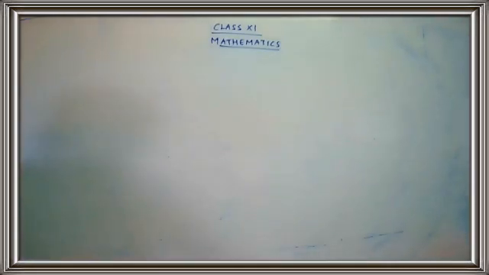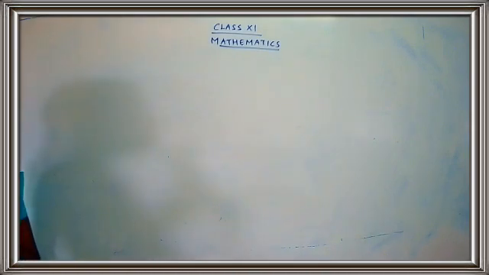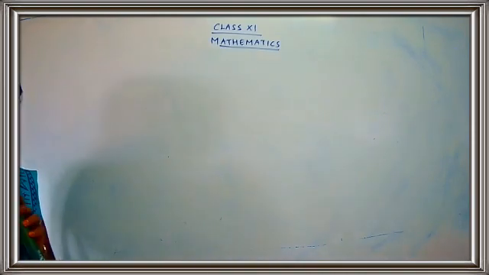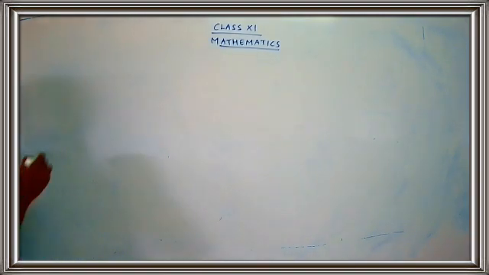Hello children, let's come back to our maths class. Today we are going to continue with exercise 3.4. But before we go to today's class, let us have a recap of the identities that we have seen in the previous classes. We have seen around 6 identities. Yes children, what were they?